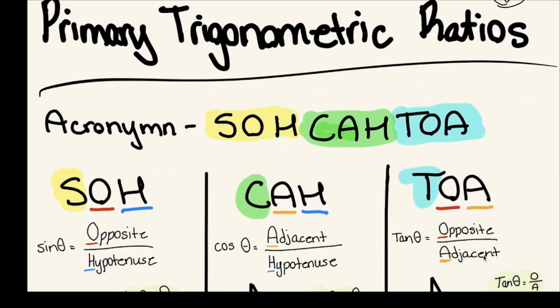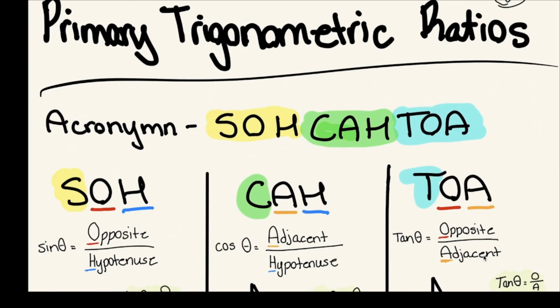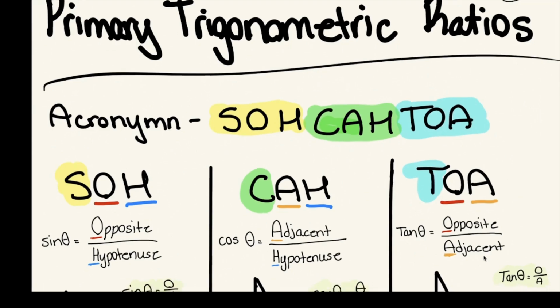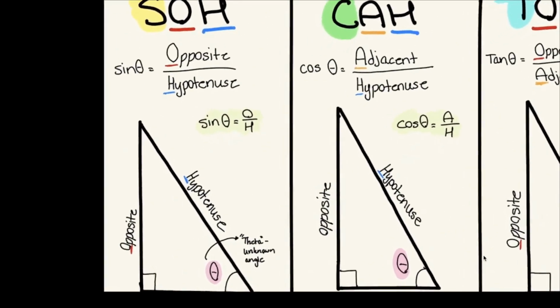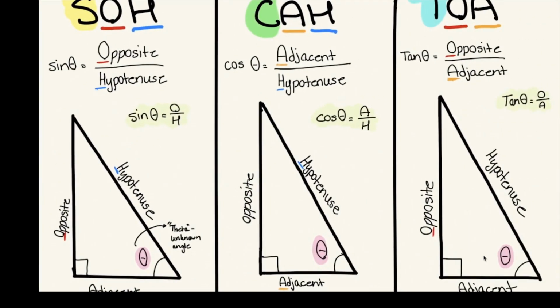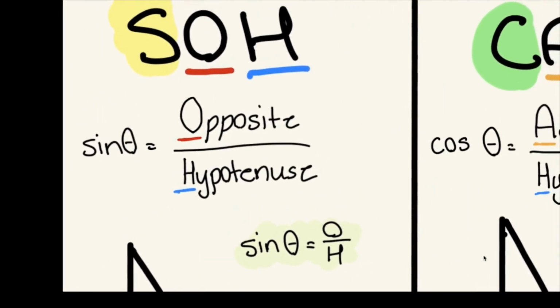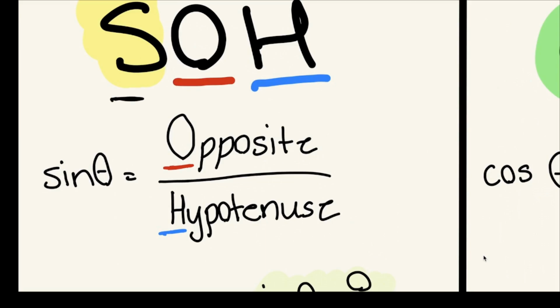The acronym we use to help us remember the primary trigonometric ratios is SOHCAHTOA. I've separated them off to show what SOH, CAH, and TOA mean and what they represent. Starting off with SOH. The S means sine, and the O and H mean opposite and hypotenuse.